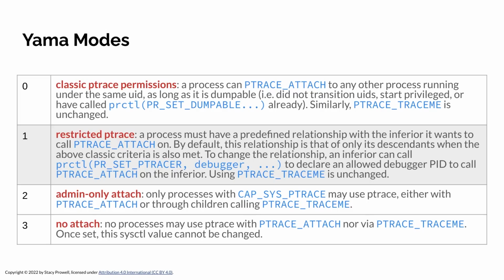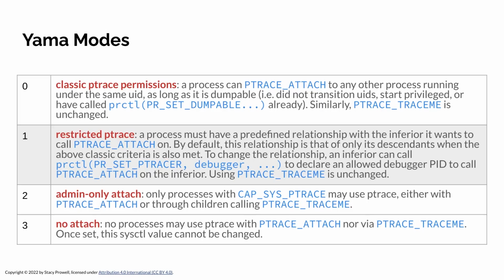And here are the Yama modes. Classic ptrace permissions: a process can ptrace attach to any other process running under the same UID, that's your user ID, as long as it is dumpable. What does it mean to be dumpable? It didn't transition UIDs. No, I didn't privilege elevate. I didn't start it privileged. And I haven't called prctl to mark myself as not dumpable. Okay? There you go. So I can actually say I don't want to be traced. And no one's changed ptrace me. So that's classic. If I own the process, I haven't elevated, I'm allowed to trace.